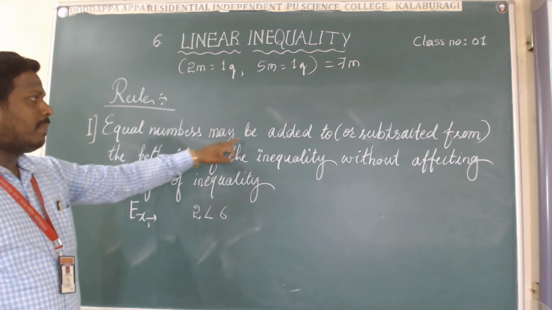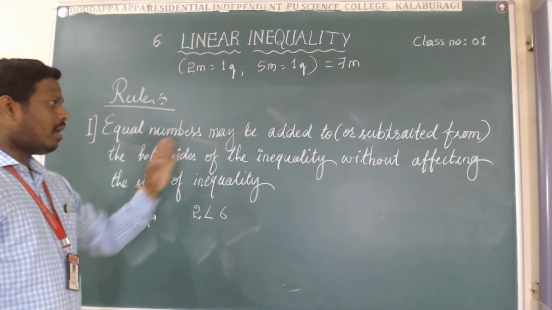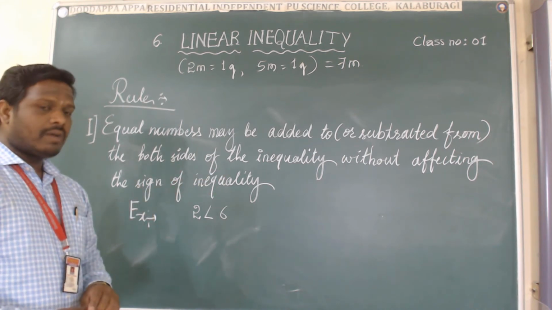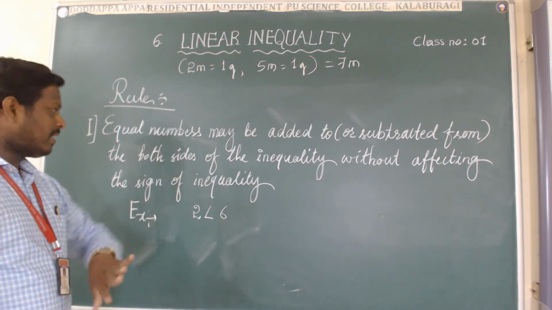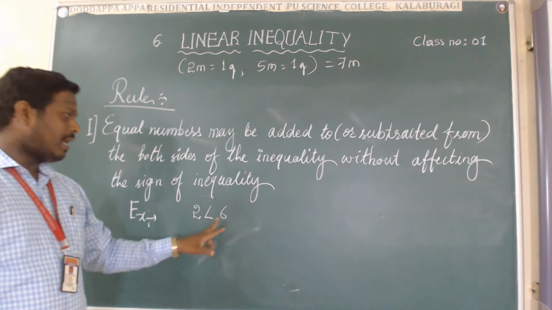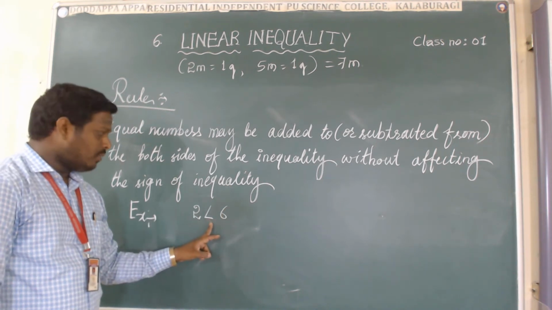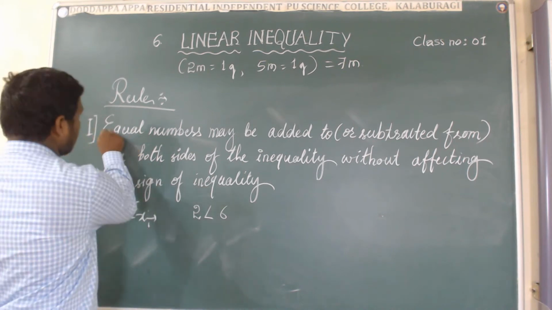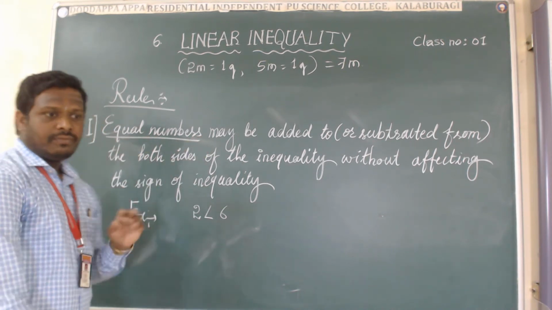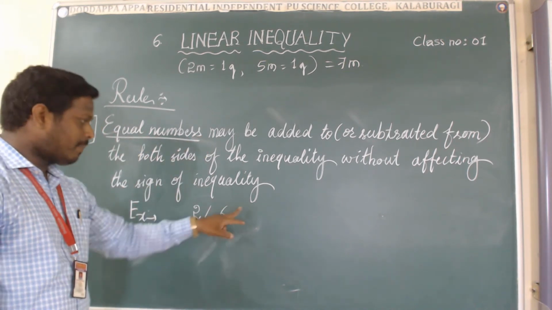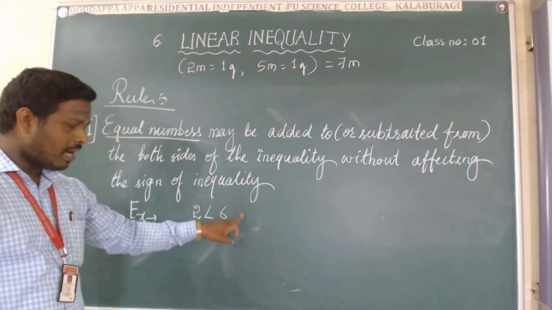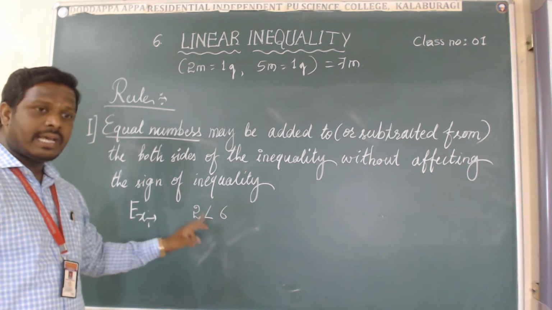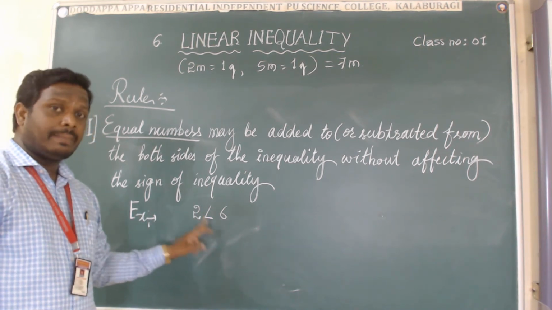Equal numbers may be added to or subtracted from both sides of the inequality without affecting the sign of inequality. When you are going to add equal numbers, this is the condition, we have to add or subtract both sides of the inequality with equal numbers, then the sign of inequality will not change, it remains the same.